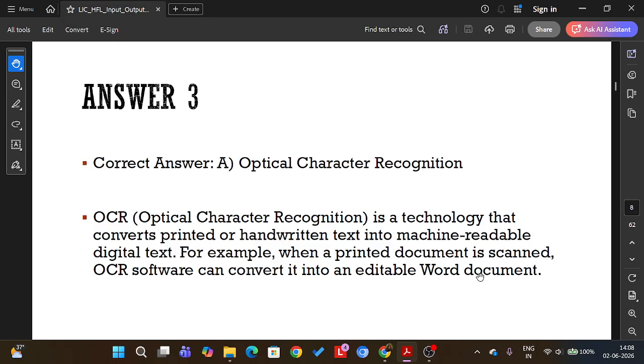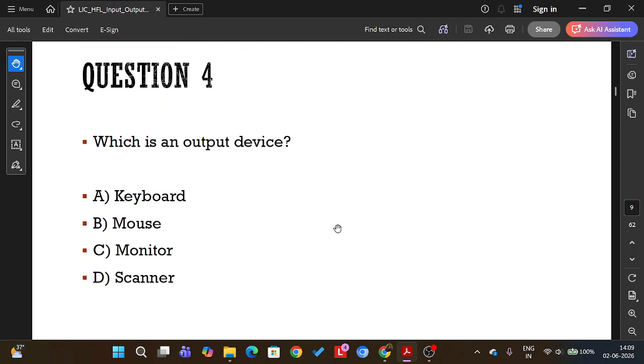Just like when you open Google Lens and scan some data, it will read that particular data. So on my screen, if I put Google Lens over here, it will be able to read optical character recognition.